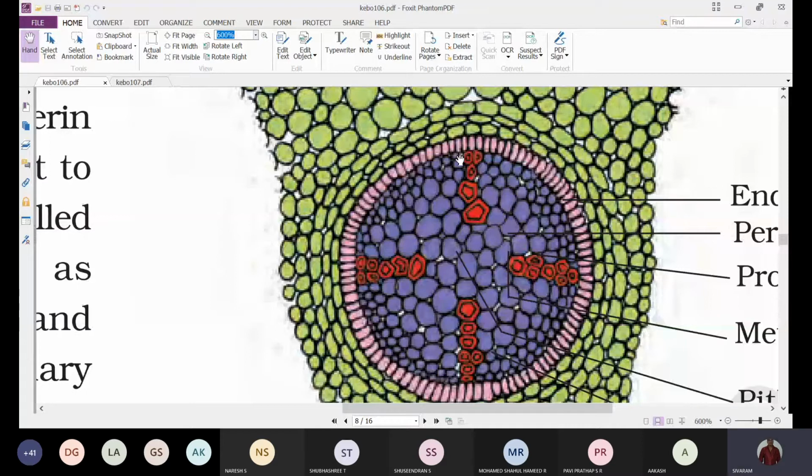And the pericycle adjacent to the phloem will undergo de-differentiation and transform into vascular cambium. In all the regions, it will develop in the same manner. Wherever the protoxylem is present, some of the cells of the pericycle will undergo de-differentiation and transform into vascular cambium.